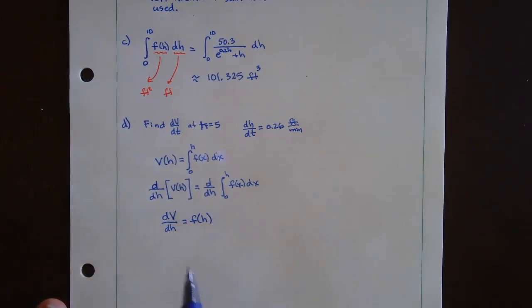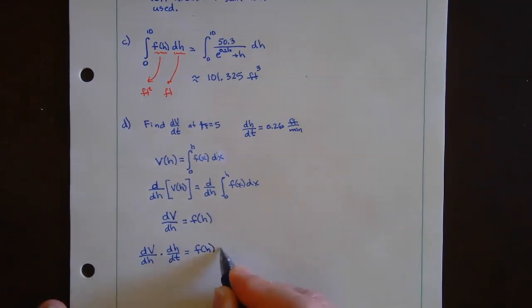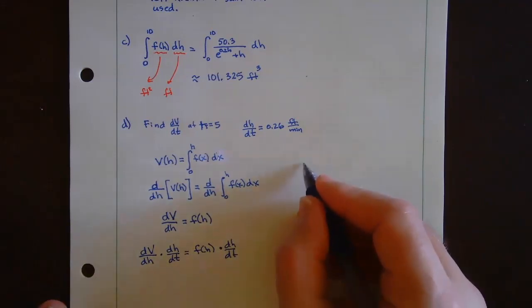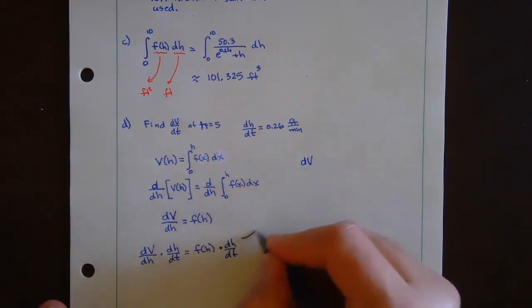Now I need to make dV dt. So I can do that. dV over dh, and I'm going to multiply both sides by the same thing, dh over dt, is equal to f of h times dh over dt. So what happens over here is my dh's cancel, and I'm left with dV over dt. So this is the function for the change in the volume. So I know that dV, I'm going to come up here.